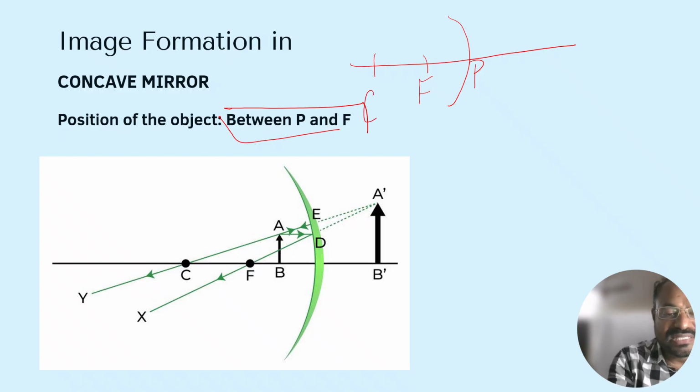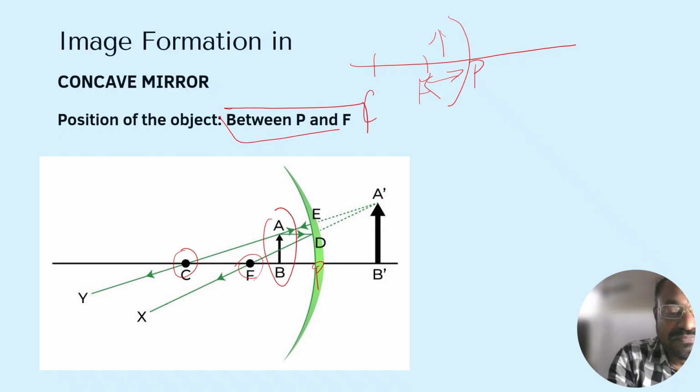In the diagram, you can see the object is kept in between pole and F. So object AB is kept in between P and F. A ray from A falls on the mirror and passes through the principal focus F. Another ray which passes through the center of curvature will retrace its path. But the image will not be formed on the same side. It is formed behind the mirror.